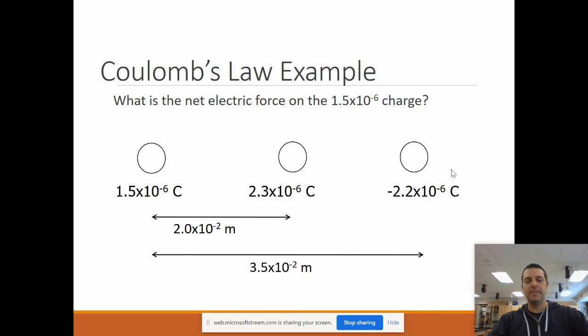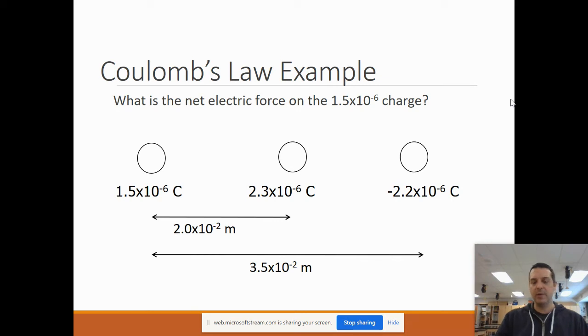Let's do an example of that. Here we have three charges. One on the left, which is 1.5 times 10 to the negative 6 coulombs. The one in the middle is 2.3 times 10 to the negative 6 coulombs. And the one on the right is negative 2.2 times 10 to the negative 6 coulombs. What I want to know is the net electric force on the 1.5 times 10 to the negative 6 coulomb charge. Note that between the 1.5 and the 2.3, the charge here is going to feel a repulsive force. But between the 1.5 times 10 to the negative 6 and the negative 2.2 times 10 to the negative 6, it's going to feel an attractive force.